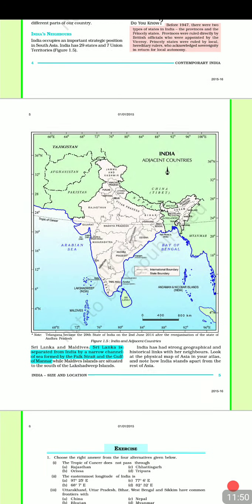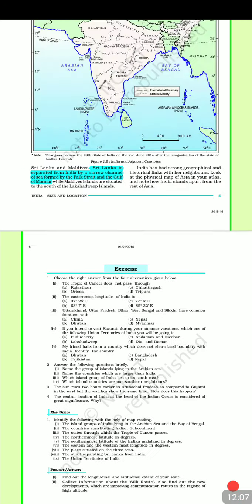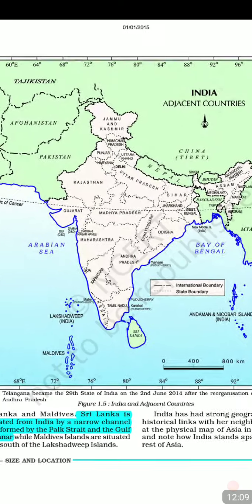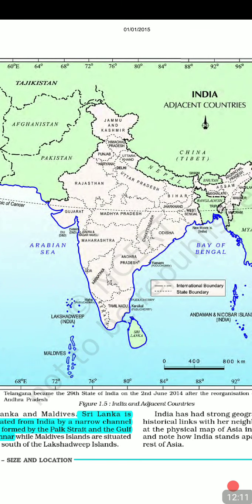And we share our maritime boundaries with Sri Lanka and Maldives, right? Sri Lanka and India are separated by the Palk Strait. Some interesting things from this map is that the Tropic of Cancer passes through Gujarat, Madhya Pradesh, Chhattisgarh, Jharkhand, Rajasthan, West Bengal, Tripura, and Mizoram.